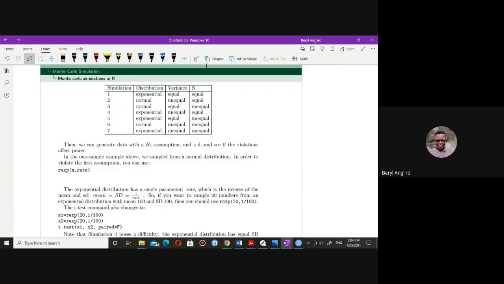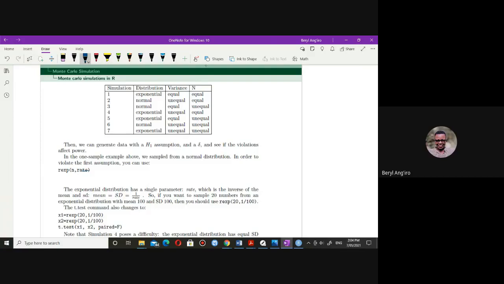In the one sample example that we have just seen, we sampled from the normal distribution. We got the values of x from the normal distribution. That's what we generated, and then we tested whether the mean is 100. So in order to violate this assumption, we can now sample from the exponential distribution. And remember, for the parameter of the exponential distribution, we use the rate.